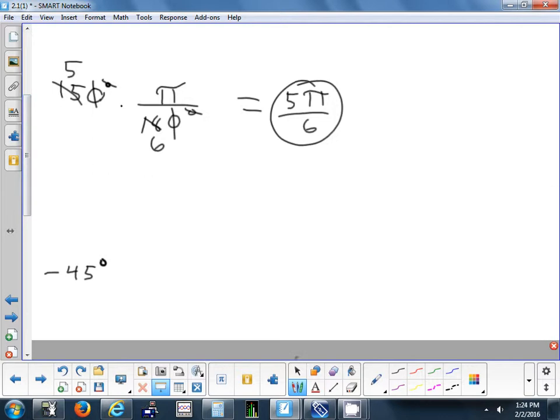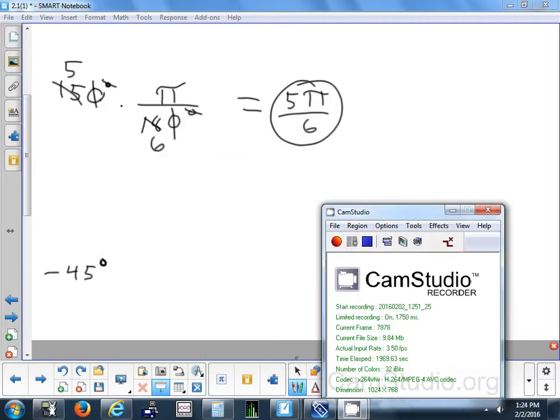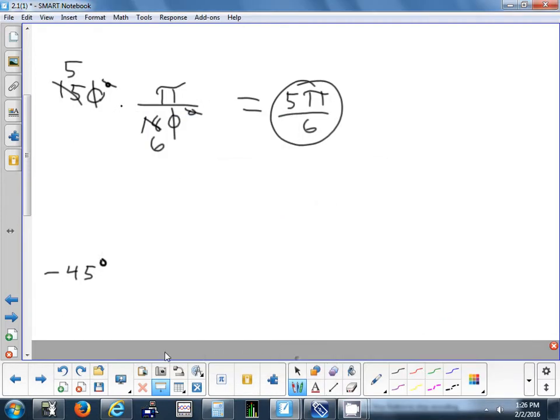All right, so try that one on your own. Okay, doesn't change anything because it's negative. Just don't forget your final answer should also be negative. Okay, remember, if the answer starts out negative, it's going to finish negative. That negative's not going to disappear. Okay, degrees on top. Put degrees on bottom. Pi on top.